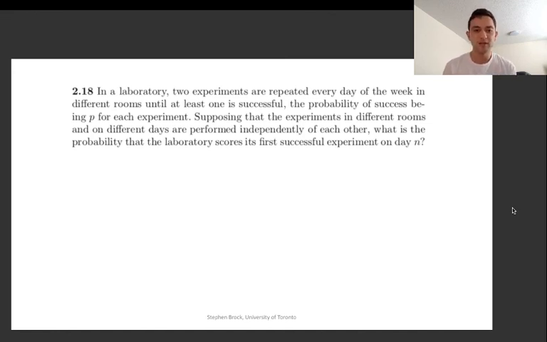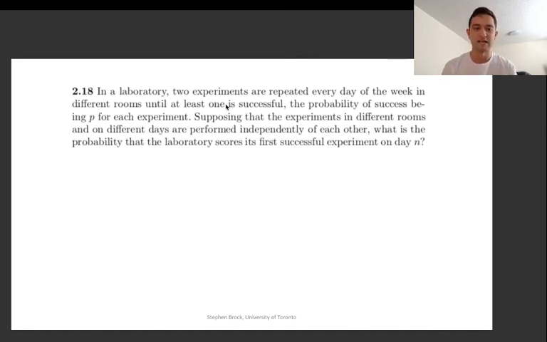So there's a lot going on in this question. Let's just break it down sentence by sentence, right? So 2 experiments, so we might need to have a let statement for each of those experiments. Day of the week, it's repeated every day, different rooms until at least one is successful. So at least one, does that ring any bells? Have you seen this before? Does this signal anything? Well, at least one is a union, right? So it means one event, the other, or both. So that should be a union.